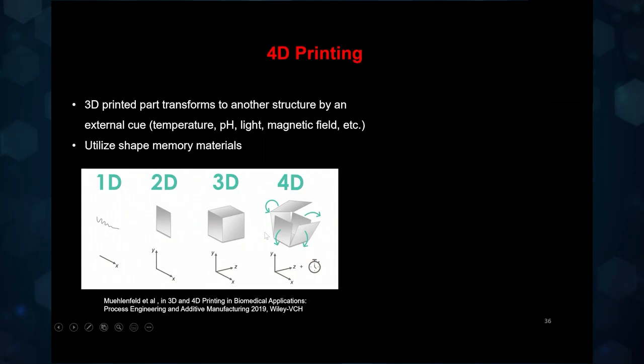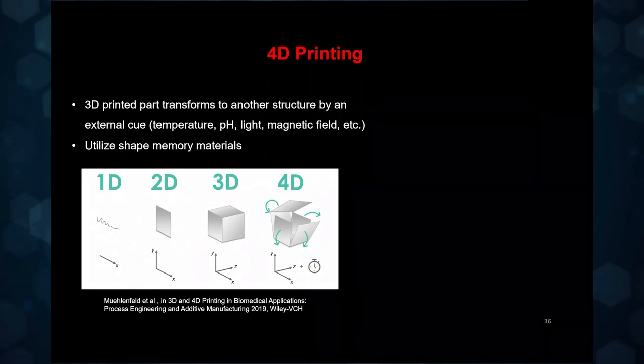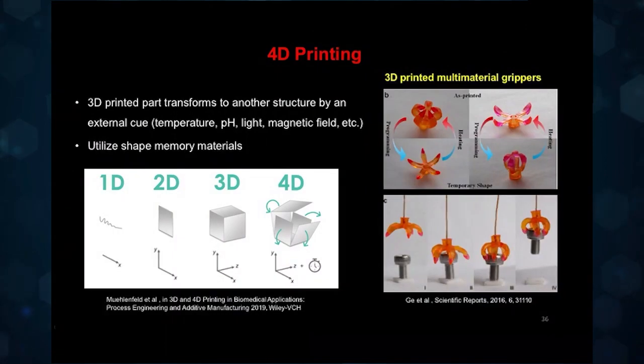And you can imagine here that if instead of printing a cube like this, we had printed a sheet and then we give it some sort of trigger such that these flaps would fold and they'd form a box, then that would be really what we would call a 4D printed object, or a 3D printed object that exhibits 4D printed behavior. So here is an example, not necessarily biomedical, but what they've done here is printed multi-material grippers.